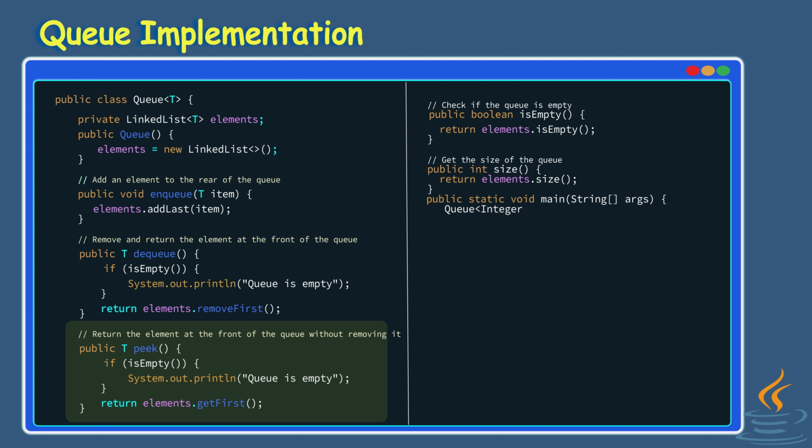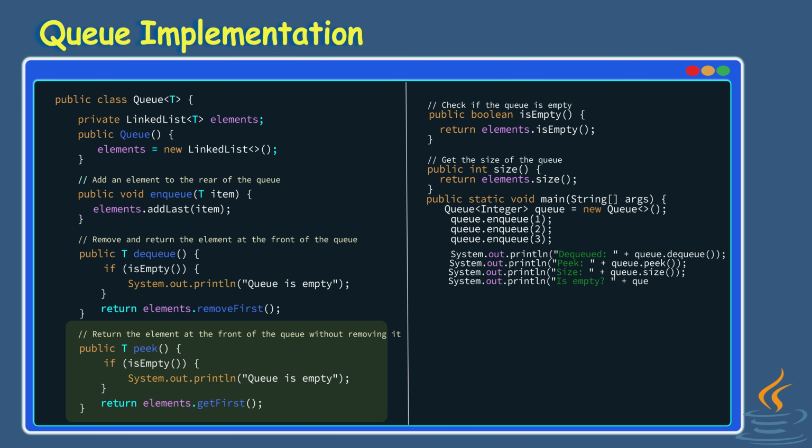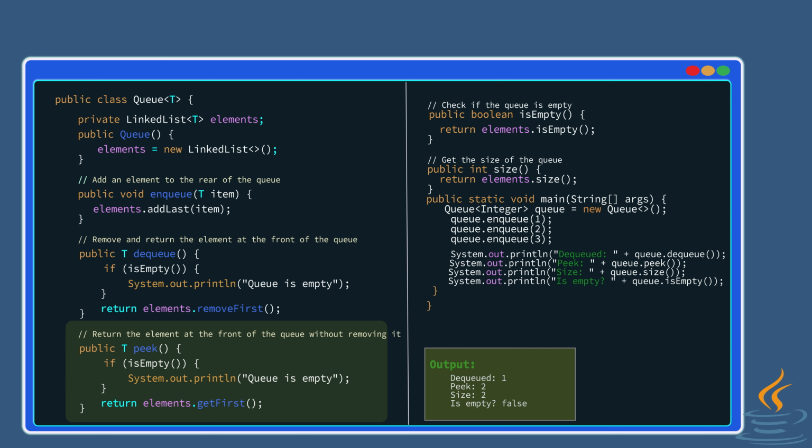Here is the driver function to test the implementation. In the driver function we are inserting three elements, that is 1, 2 and 3, and we are removing one element. So the first element 1 will get removed. After that you can see the output. The output will be: dequeued element is 1, the top element is 2, and the total size of the queue is 2. Of course, finally the queue is not empty.